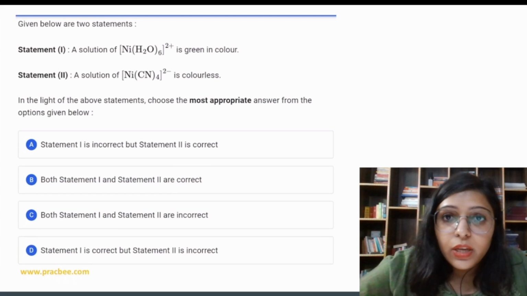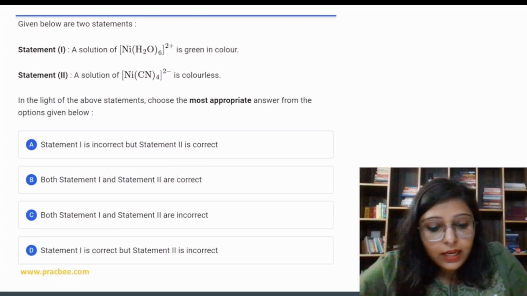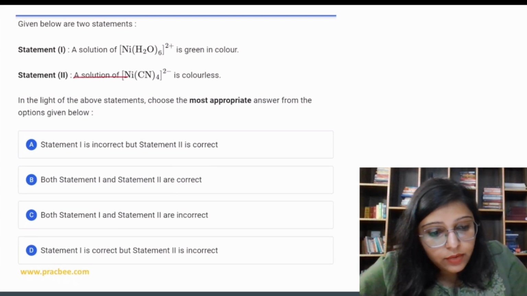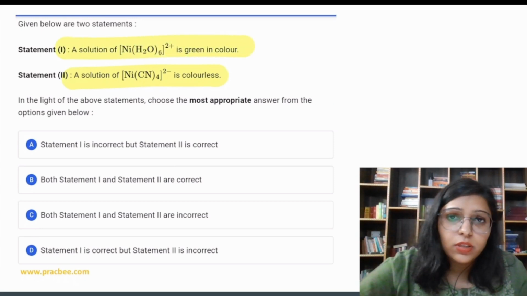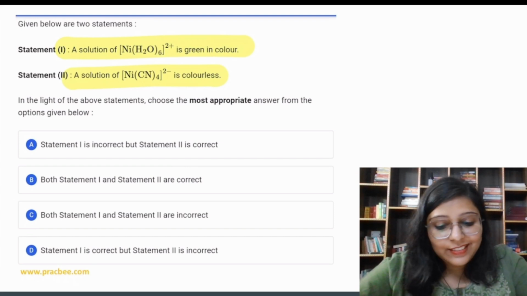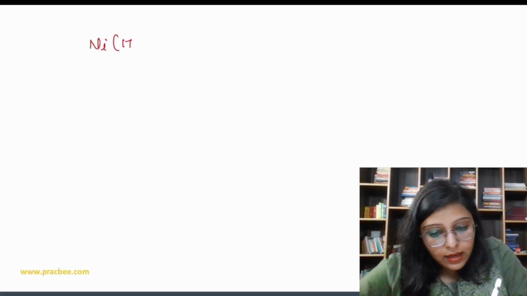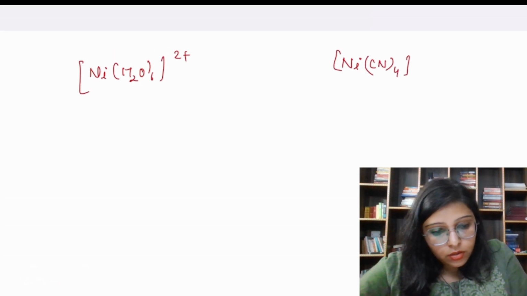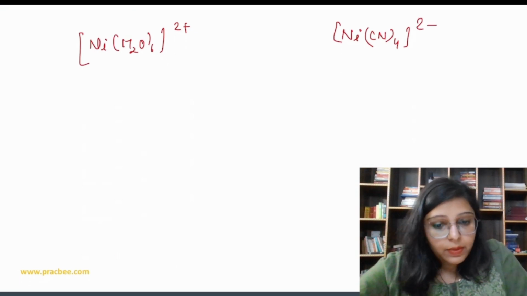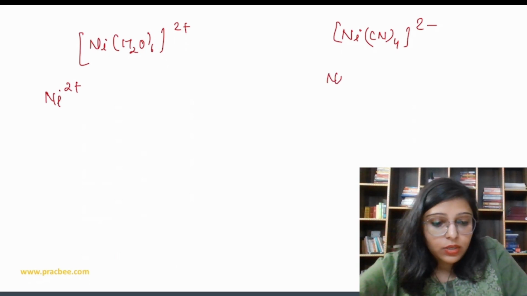A solution of Ni(H2O)6 2 plus is green in color, while a solution of Ni(CN)4 2 minus is colorless. How to solve this question? We have Ni(H2O)6 2 plus and here Ni(CN)4 2 minus. So nickel 2 plus here, and here also nickel 2 plus.